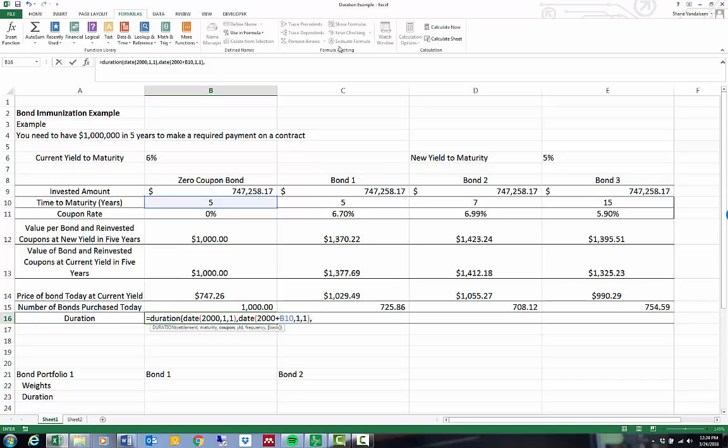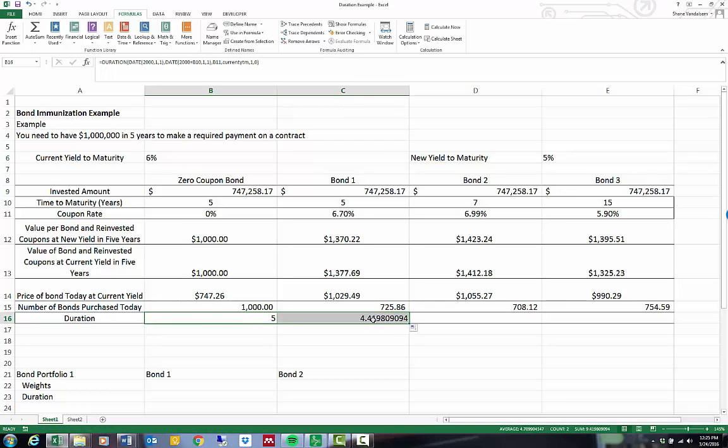Now I put a comma in. I put in my coupon rate. It's 0%. My yield to maturity is going to be the 6% here. And then finally, the frequency is going to be 1 for annual. And then I'm just going to go with the default for the basis. So I put in 0 and then a parenthesis, and I get a duration of 5. This is a nice little check. The duration for a zero coupon bond is its time to maturity. So we know this is correct.